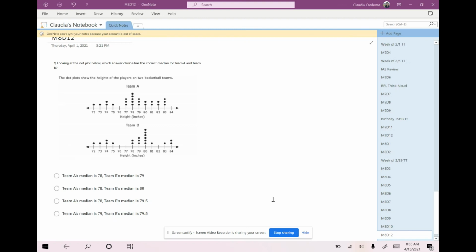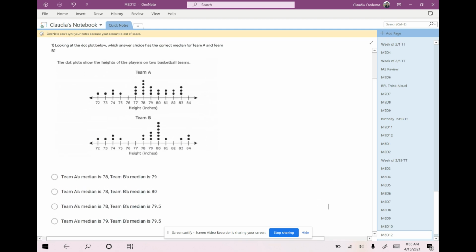Good morning. So today we're going to take what we learned about dot plots and median in the past few lessons and put them together when we actually compare two dot plots. And we'll also be seeing this when we compare two box plots as well, but that's going to be coming up later in the year. So if we look at the dot plot below, it says which answer choice has the correct median for Team A and Team B.